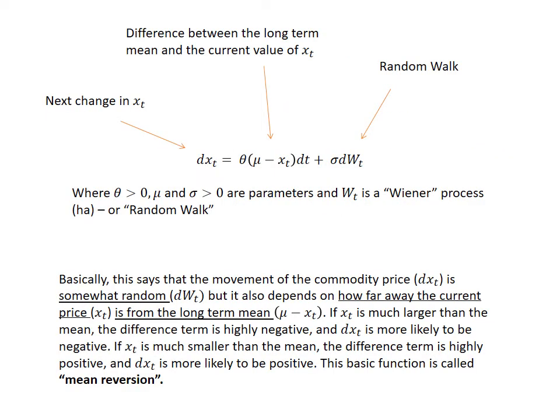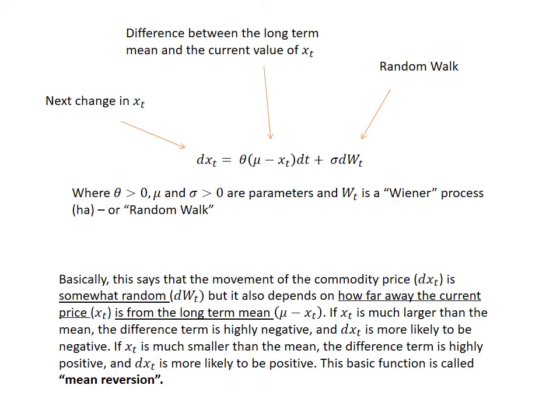So let's unpack this equation just a little bit. Again, we're explicitly modeling the net change in the price, so the derivative of xt here, and we can discretize this process so that we're not truly taking the derivative. We're looking at period-to-period changes, and we'll do that in MATLAB. So that's what we're modeling, the change in the price, and we're explicitly saying that that change is a function of, first, the difference between the long-term mean and the current value of xt.